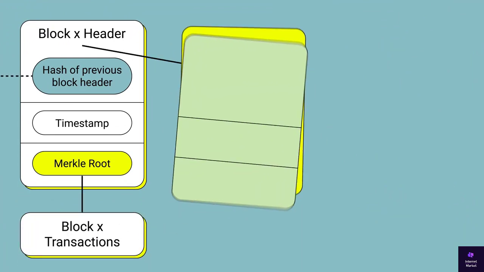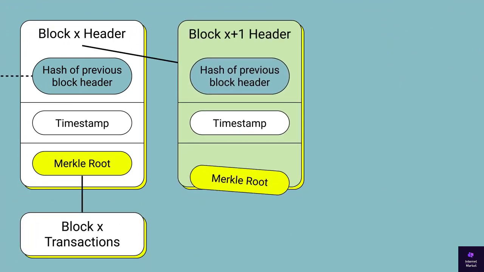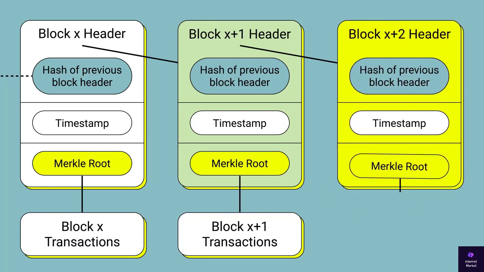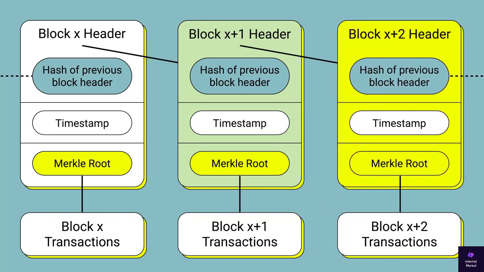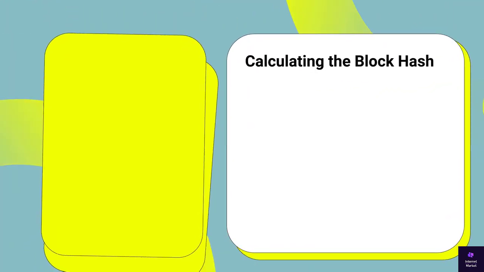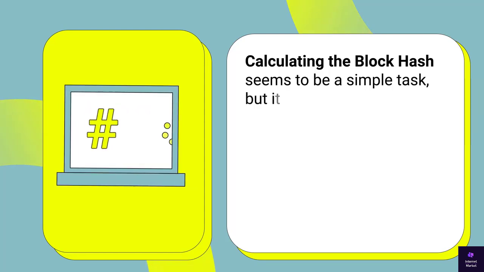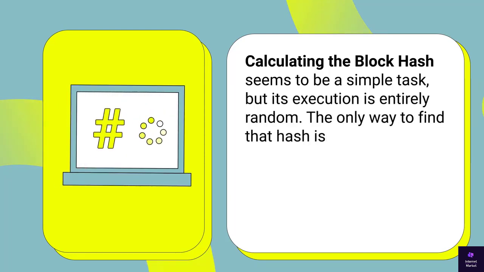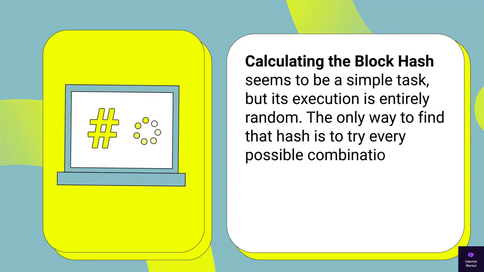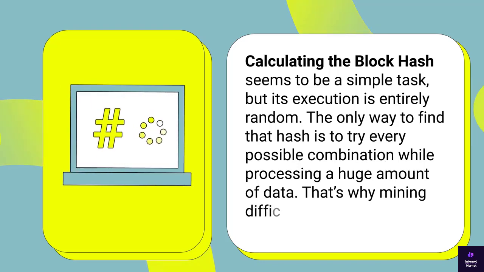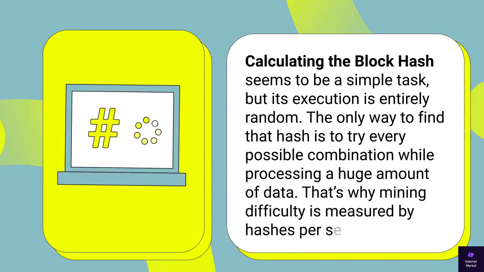A block hash is the second one. It supplements the Merkle root data in the block header with other information: block version number, the hash of the previous block header, current timestamp expressed in seconds, etc. Calculating the block hash seems to be a simple task, but its execution is entirely random. The only way to find that hash is to try every possible combination while processing a huge amount of data. That's why mining difficulty is measured in hashes per second.